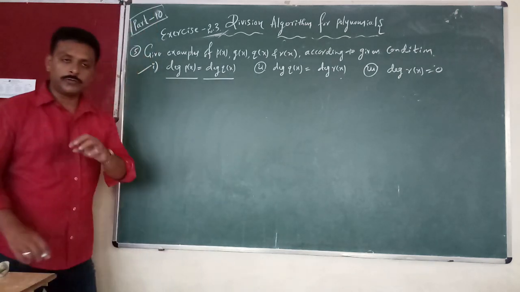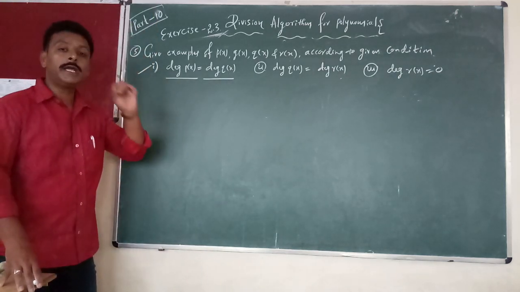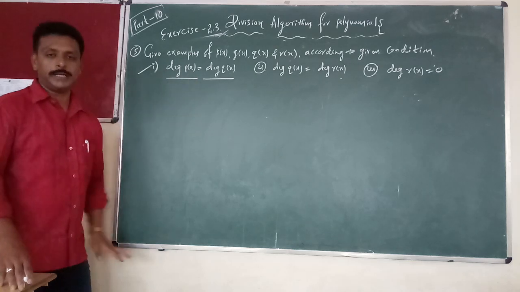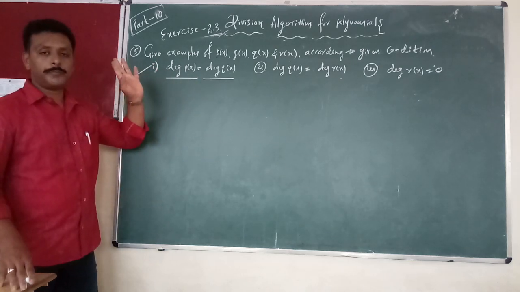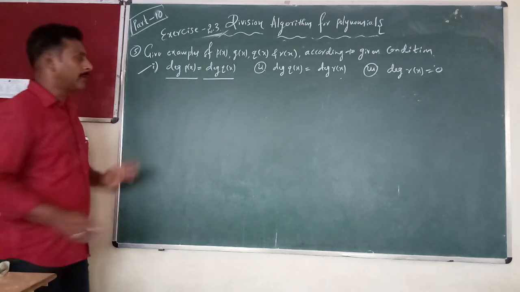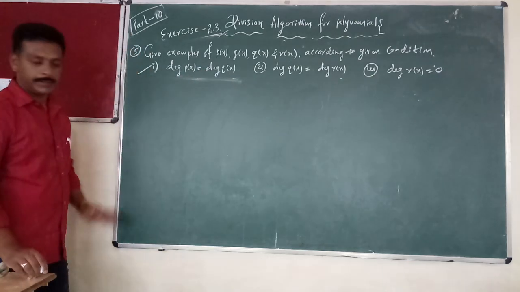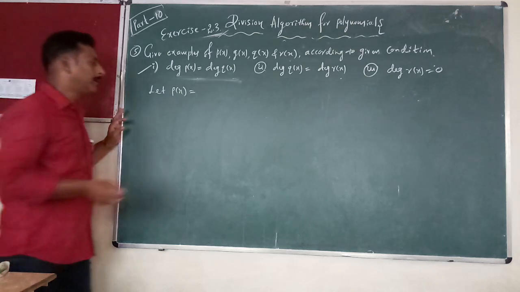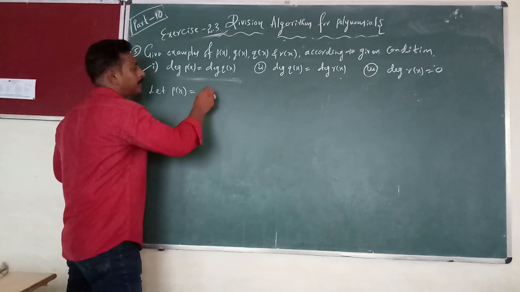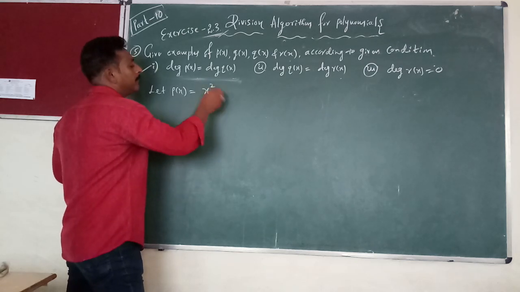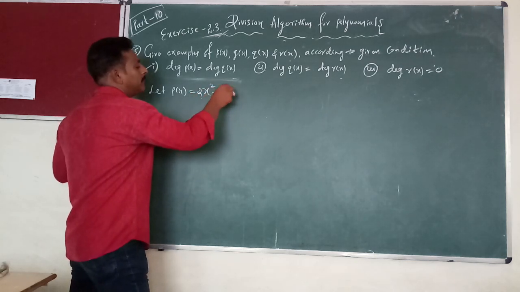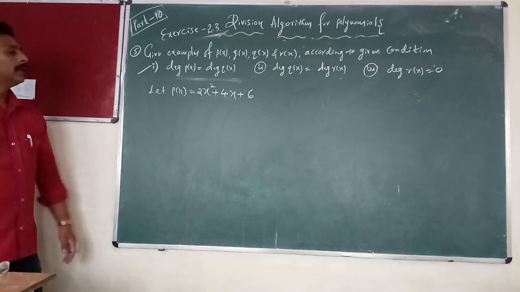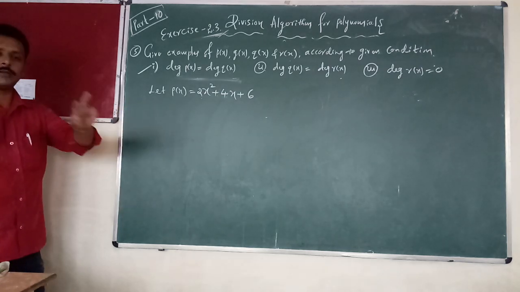So I am telling you, this is purely a trial and error method. Every individual's answer may be different. Only you have to form the polynomial according to the given condition. So degree of p of x should be equal to degree of q of x. ऐसा फॉर्म करना है. So I am going to start with the trial and error method. So let p of x be, one example लेता हूँ. That example होगा 2x square plus 4x plus 6. This one I am taking, one polynomial. What kind of polynomial is it? Quadratic polynomial. Its degree is equal to 2.